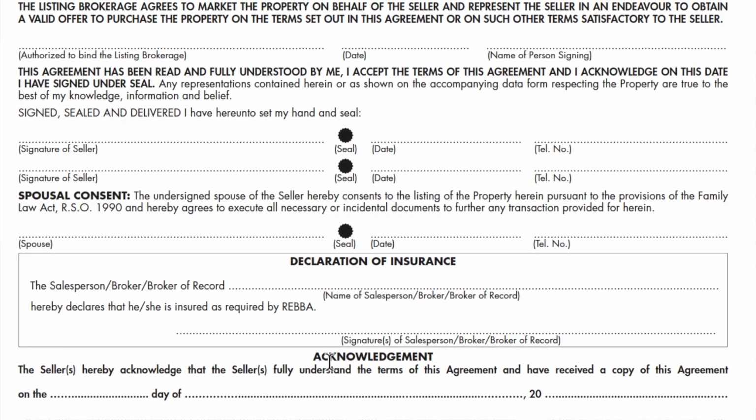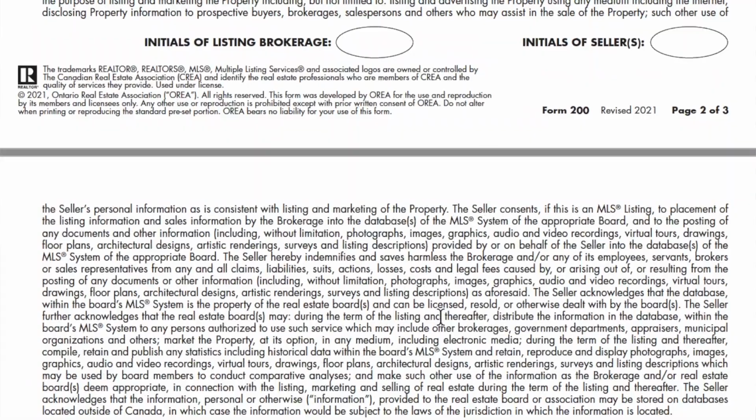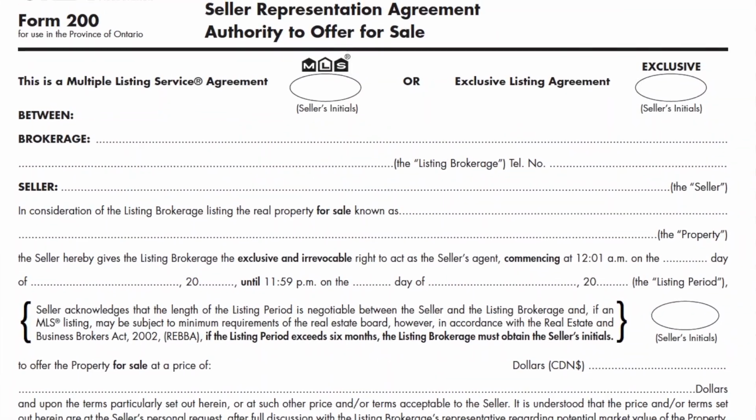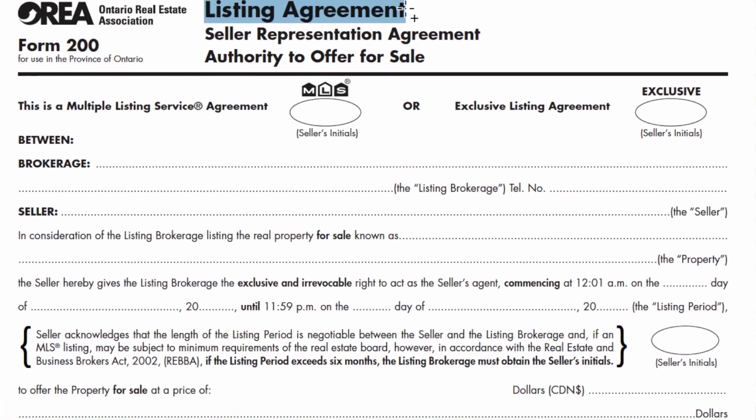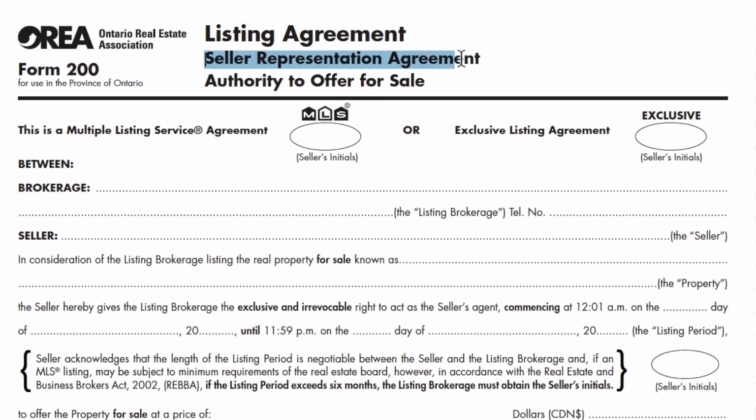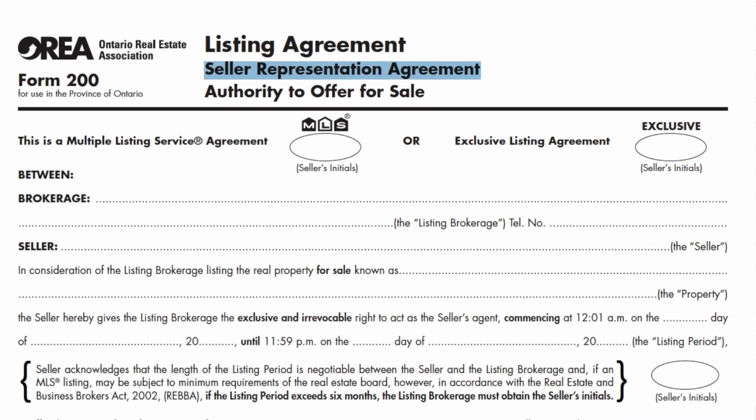Under that, the acknowledgement, we date and sign, and that's the Form 200 listing agreement, or sometimes referred to as the seller representation agreement. Like mentioned at the start, a form we will see often and hopefully very often.